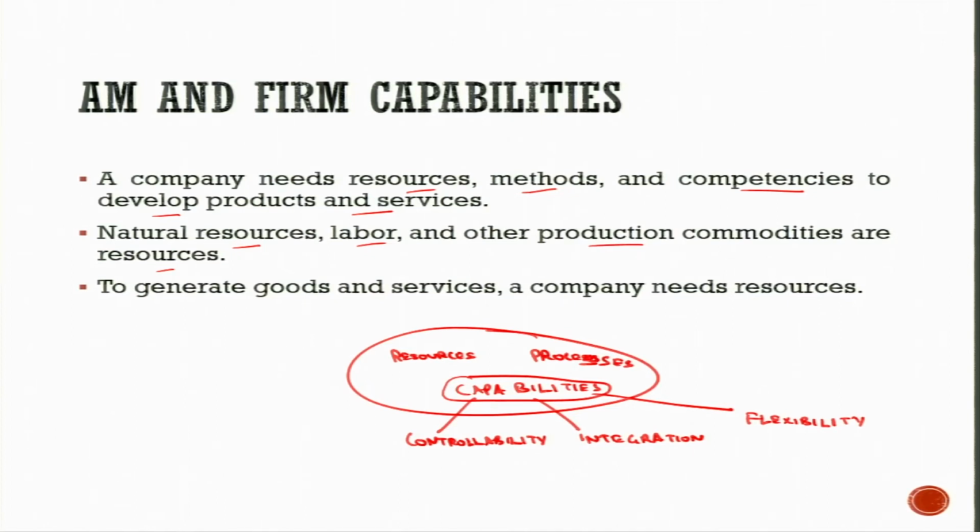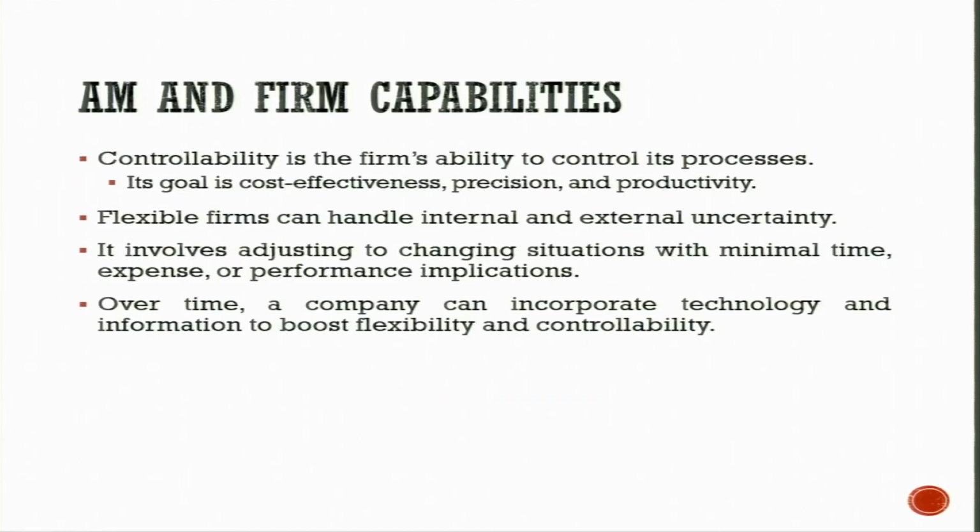Controllability is the firm's ability to control its processes. Its goal is to have cost effectiveness, precision and productivity. Flexibility of the firm is to handle the internal and external uncertainty. So, if I say flexibility here, then the controllability here.